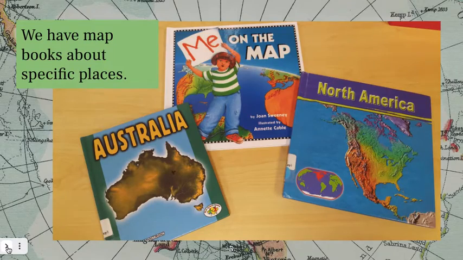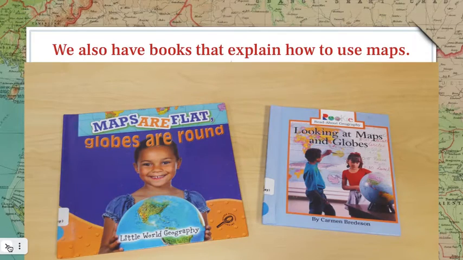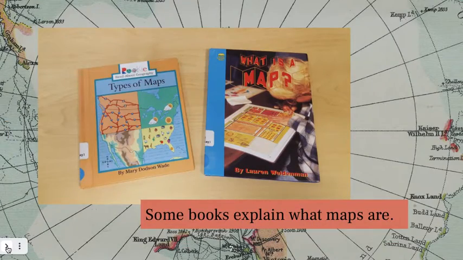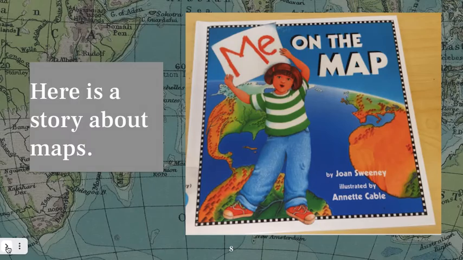In the library, we have lots of different map books. Here's a book about the continent of Australia. Here is a book about North America. And this is a book that we're going to be reading today, Me on the Map. We also have books that explain how to use maps. This says maps are flat and globes are round. And this is looking at maps and globes. Here are some books that explain what maps are.